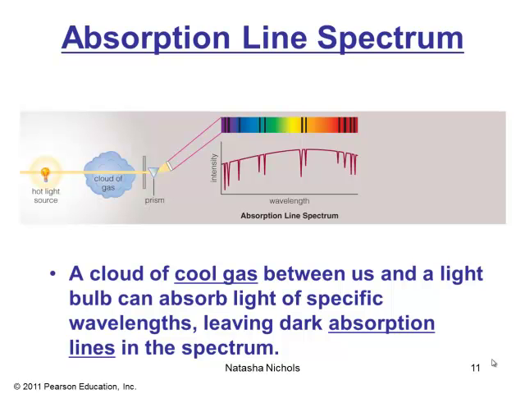On the graph of intensity versus wavelength, you will see that continuous line we talked about before on the continuous spectrum, but you will also see those dips in intensity, which will correspond to the absorption line wavelengths produced by this cool gas that's between us and the original light source.